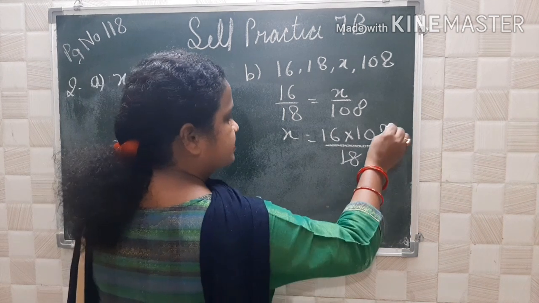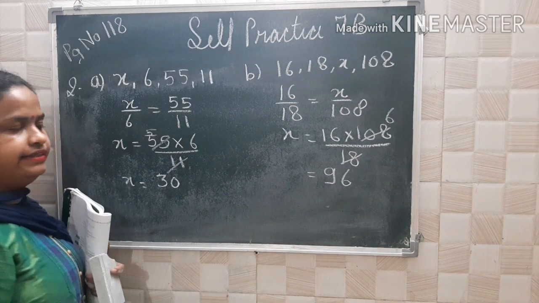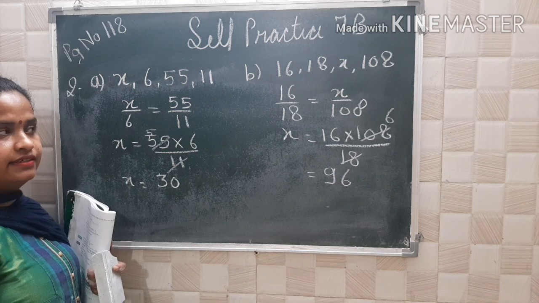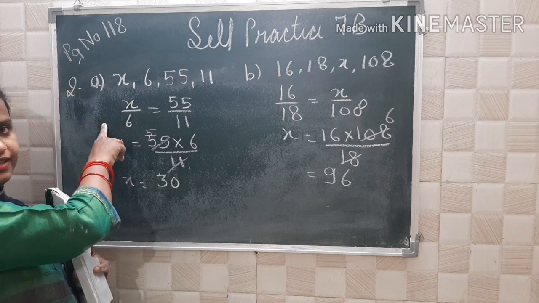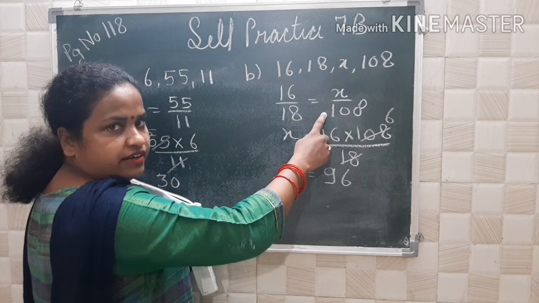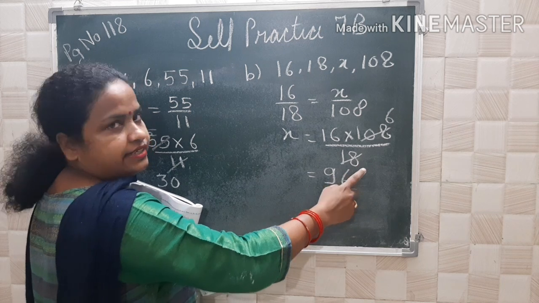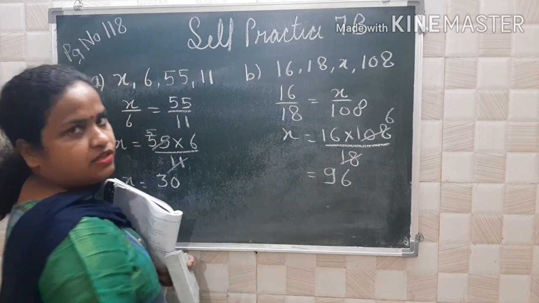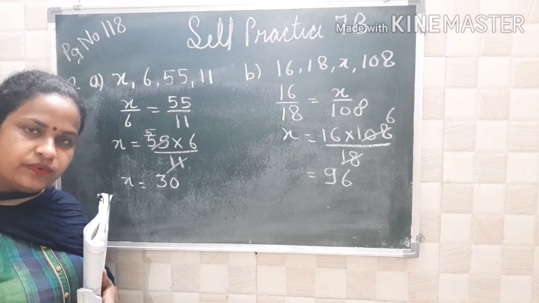18 6s are 108. 16 6s are 96. Correct? Is it correct or not? You see, same here also, on the x side, x was not there. So 16 upon 18 is equal to x upon 108. X is equal to 16 into 108 upon 18. So 18 6s are 108, and 16 into 6 is 96. What is the value of x here? 96. Clear? Okay.